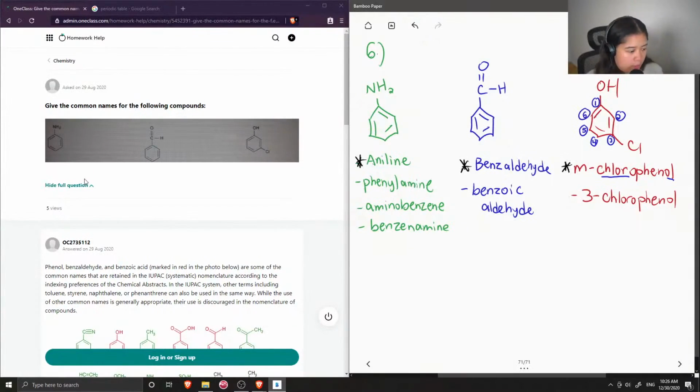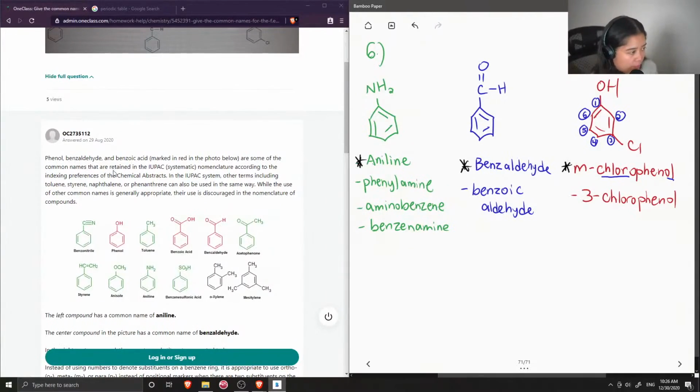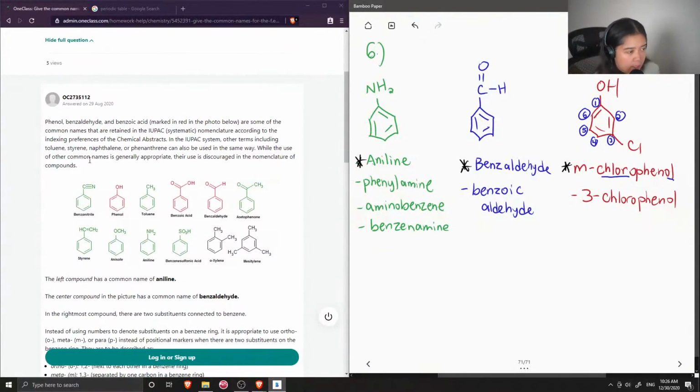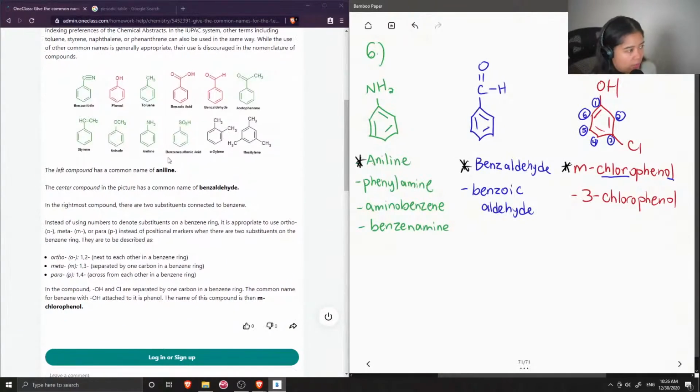Okay, so let's see what the junior tutor said. Phenol, benzaldehyde, and benzoic acid, marked in the red photo, are some of the common names that are retained in the IUPAC system, IUPAC nomenclature, according to the indexing prefix preferences of the chemical abstracts. And in the IUPAC system, other terms including toluene, styrene, naphthalene, or phenanthrene can also be used in the same way. While the use of other common names is generally appropriate, their use is discouraged in the nomenclature of compounds.